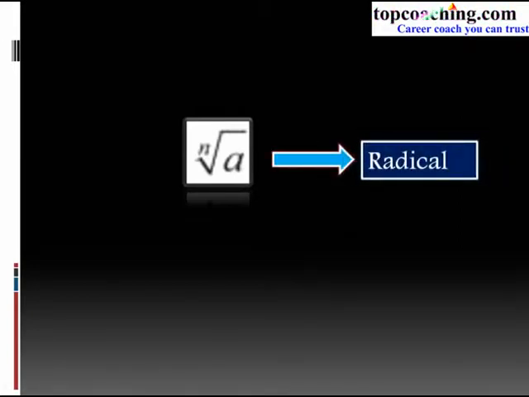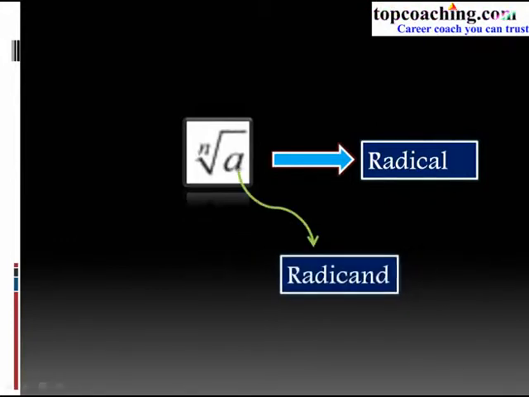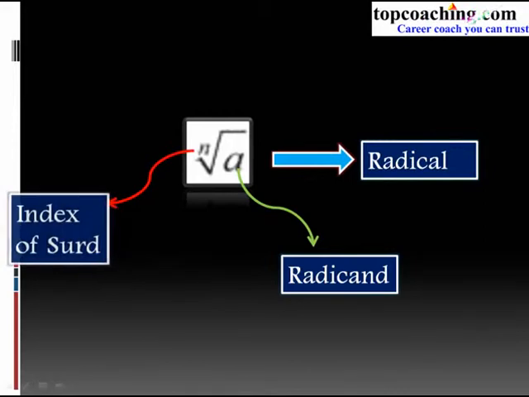Now if n is equal to 2, then it is known as the square root of a. If n is equal to 3, it is known as the cube root of a. If n is equal to 4, then it's known as the fourth root of a, and so on. So this expression is known as a radical. Now what is a known as? A is known as radicand, and n is known as the index of surd. Now this is a surd in which n is the index of surd. A is called the radicand, and this entire expression is known as radical.